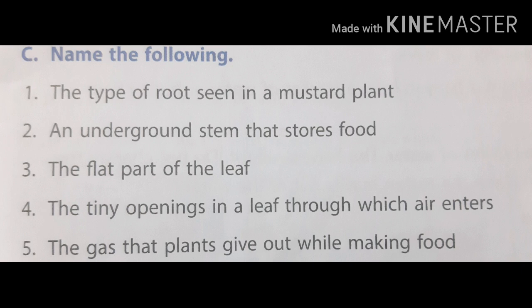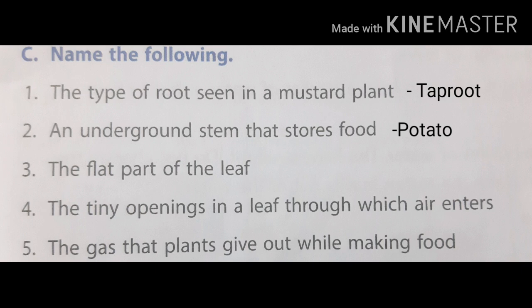Name the following. Let me read the questions. First question, the type of root seen in a mustard plant. There are two types of roots, taproot and fibrous root. In mustard plant, we can see taproot. Then you have to write taproot near the first question. Second question, an underground stem that stores food. The stem which we can see under the ground is the underground stem. You can write ginger, potato, turmeric, any one of these.